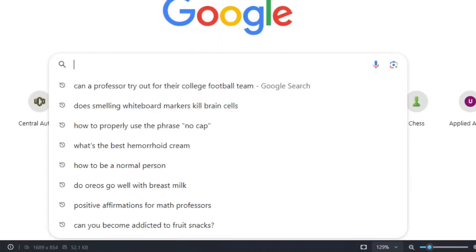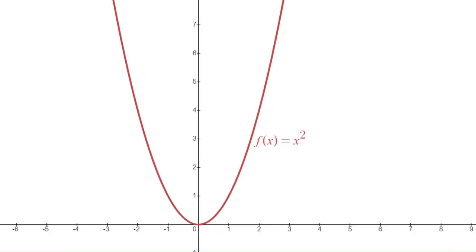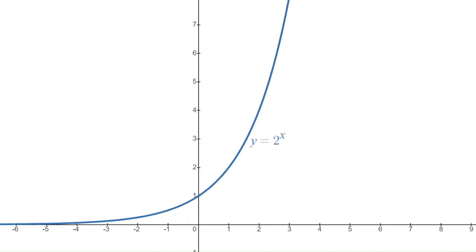Let's go to Desmos. Oh, that's not it. That's my Google search. Let's look at the graphs of these functions. Well, f of x equals x squared, we know what that looks like. That's just a parabola. Now, 2 to the x looks like this. Notice that the ordered pair (0, 1) is on the graph because 2 to the 0 is 1. We also have (1, 2), (2, 4), (3, 8).